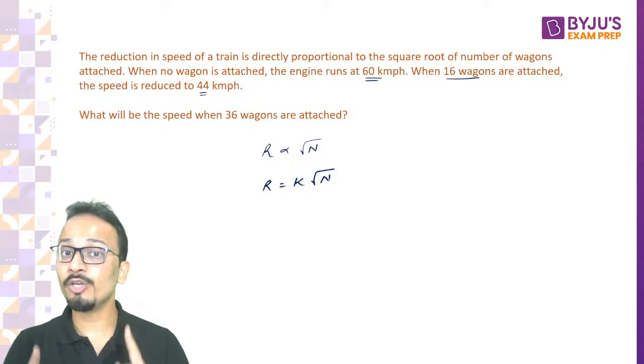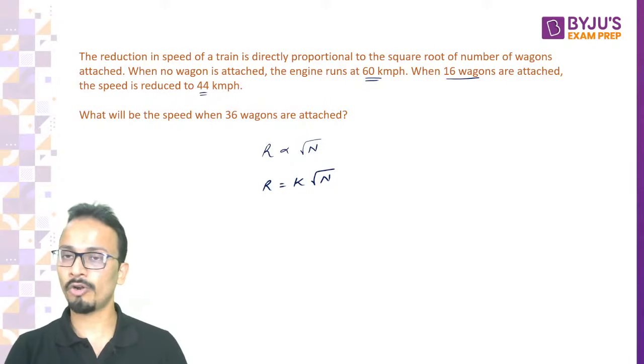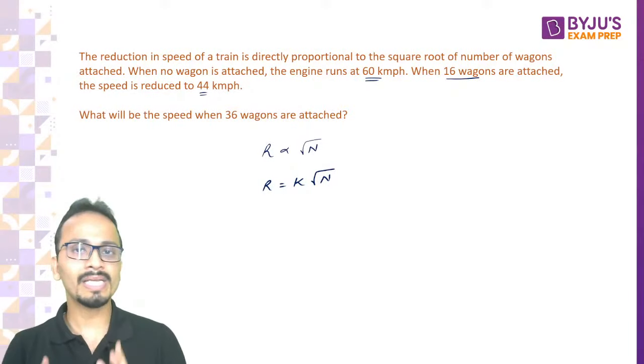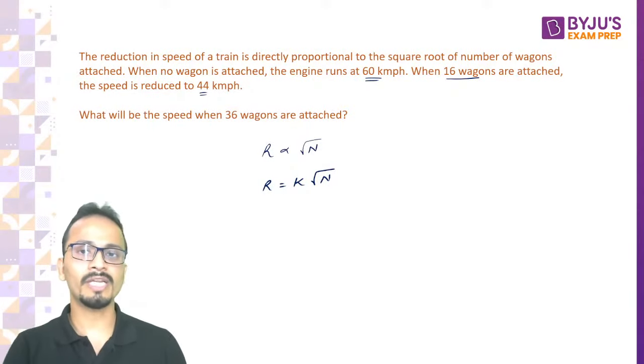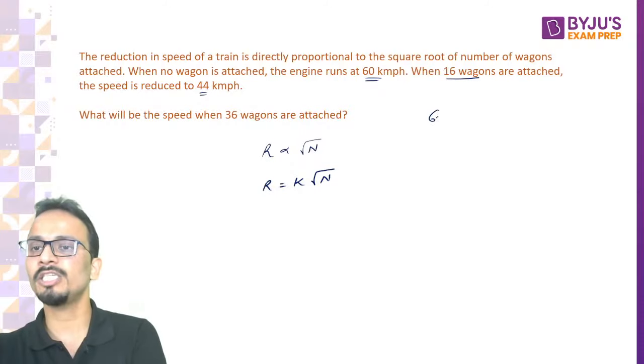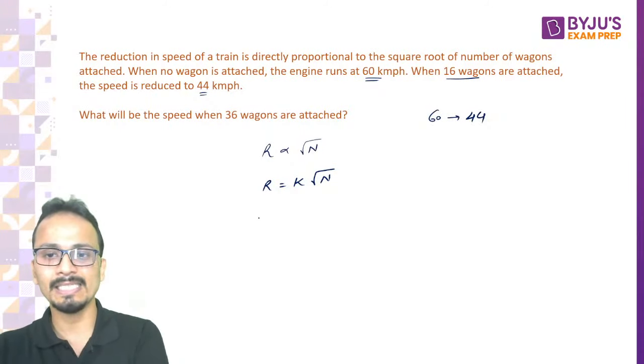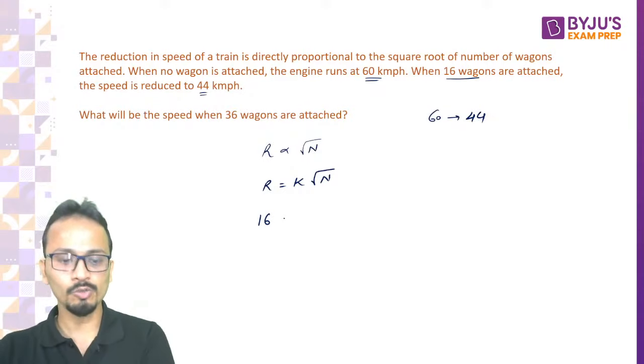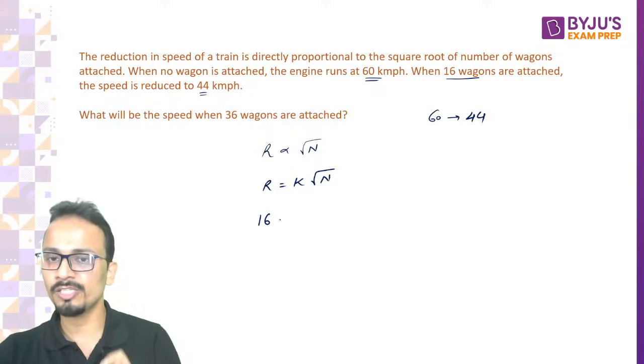The speed is reduced to 44. All right. So that means when 16 wagons are there, now the train is running at a speed of 44 km per hour. Okay, so what is the reduction in speed from 60 to 44? The reduction in speed here is 16. So I'll substitute this value. 16 is the reduction in speed.